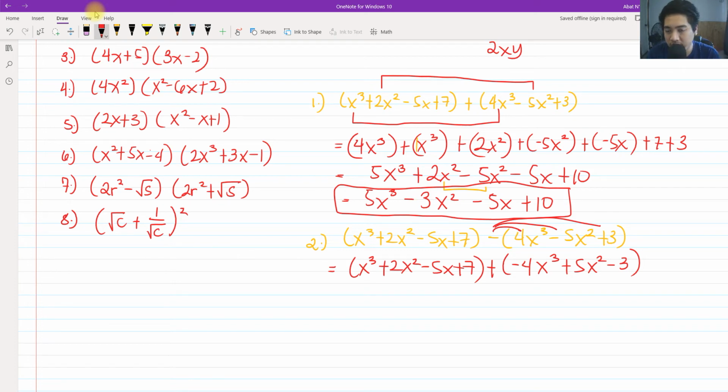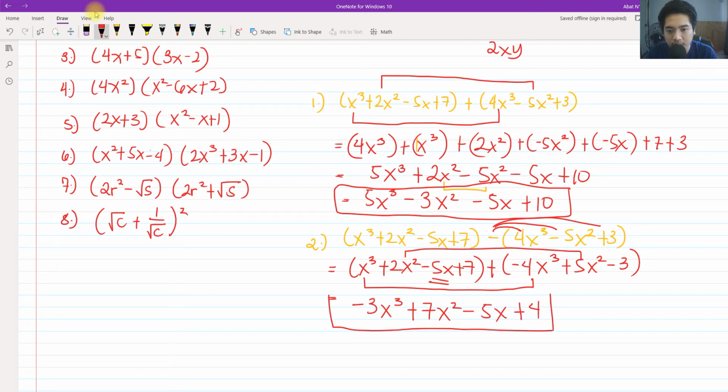So proceed to addition. Distribute first the minus sign, and then proceed to addition. So I have x cubed plus negative 4x cubed. That's negative 3x cubed. And then we have 2x squared plus 5x squared. So that's plus 7x squared. We don't have any terms for x, so we simply copy this. And then we have 7 plus negative 3, or 7 minus 3 is 4, positive 4. So that would be our answer for this problem.